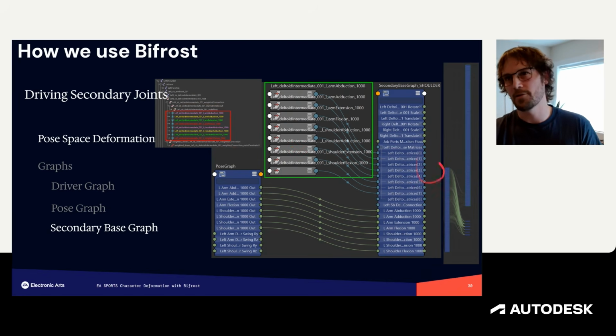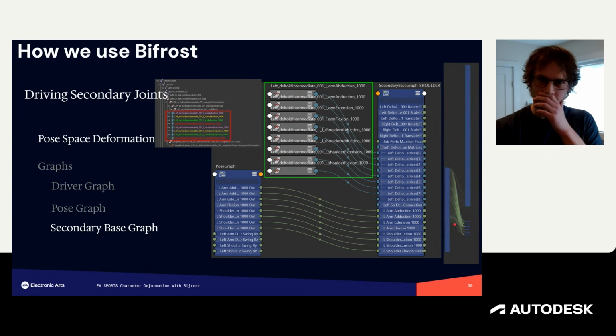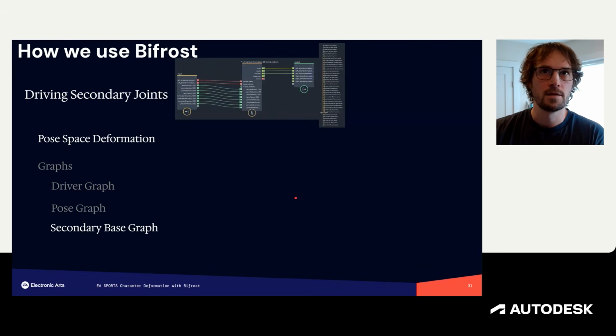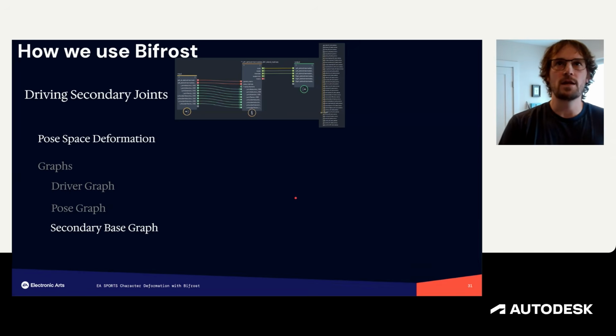And then over here on the right, this is an example of the size of the pose graph going into each secondary base graph. So this one's expanded, so you can see it's quite massive. And I'll show that a little bit later too. So it'll make more sense hopefully later through the presentation. So yeah, into the secondary base graph.